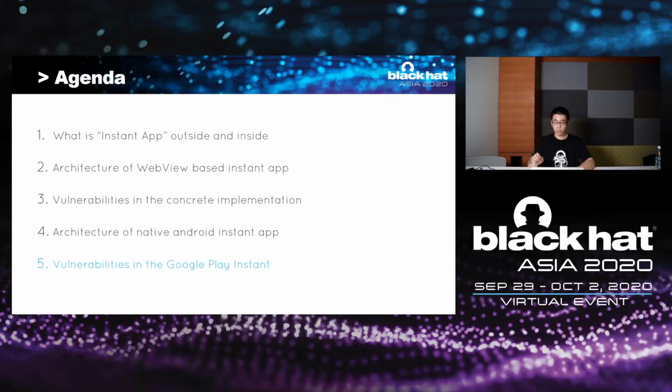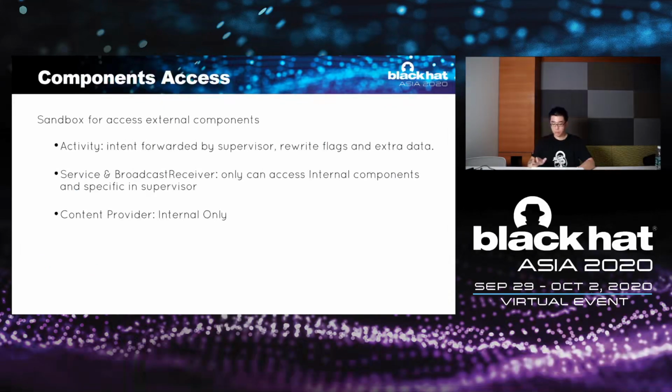Next, I will show you some vulnerabilities in Google Play Instant. A Google Play Instant app looks much like a native Android app, and it can run on your phone with a tap. So it's dangerous to let it directly access any components outside the supervisor app. Obviously, the development team has also thought about it. There is a sandbox for accessing external components from Instant apps. An Instant app can only access its own service, broadcast receiver, and content provider. As for activity, the supervisor will forward starting activity intents from Instant apps. The payload in the intent will be relocated in a new field.